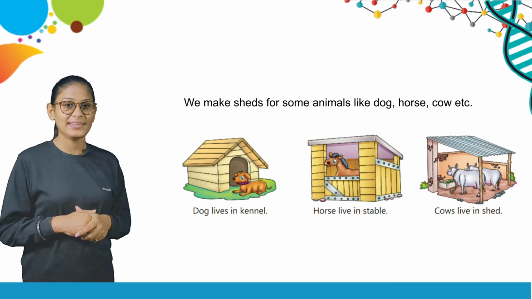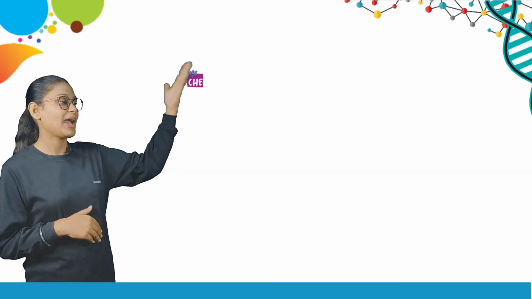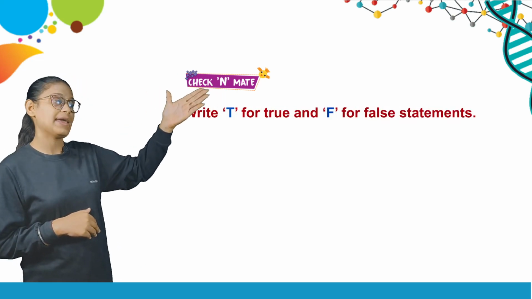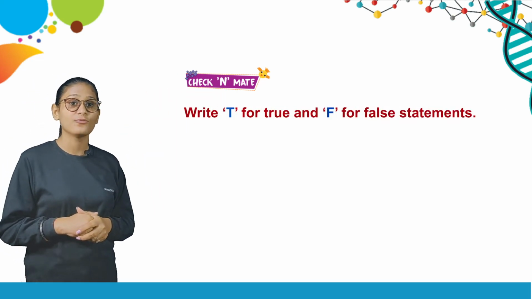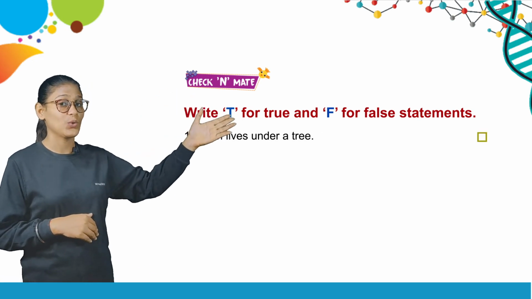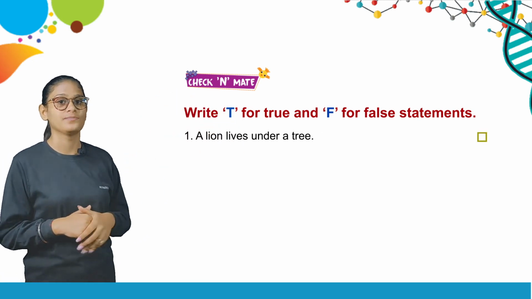So everyone get it? Now again what do we have? We have check and mate. So what do we have? Write T for true and F for false statements. First is, lion lives under a tree. Is it true? No, it is false.